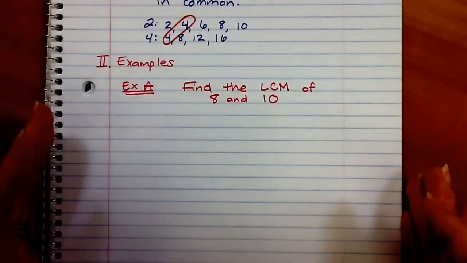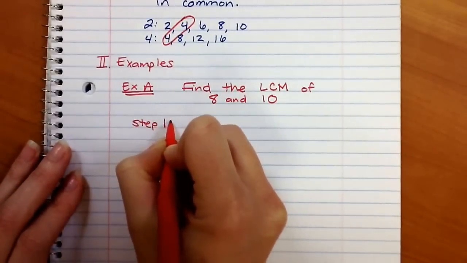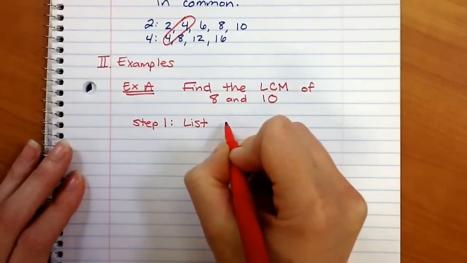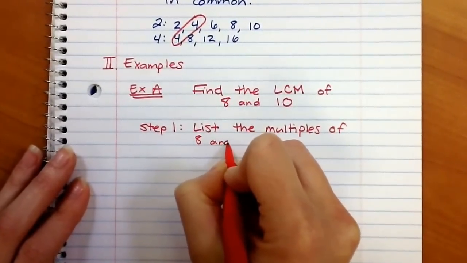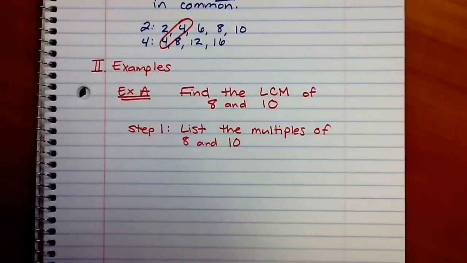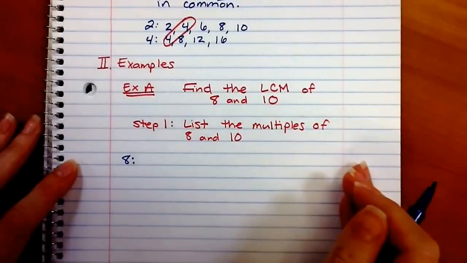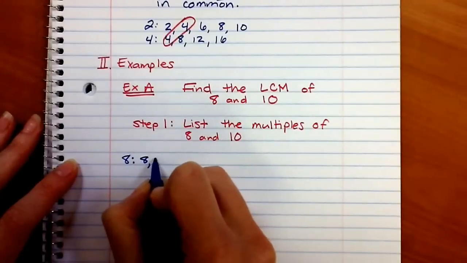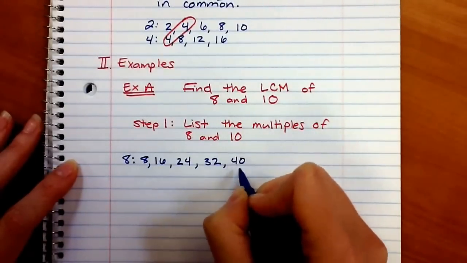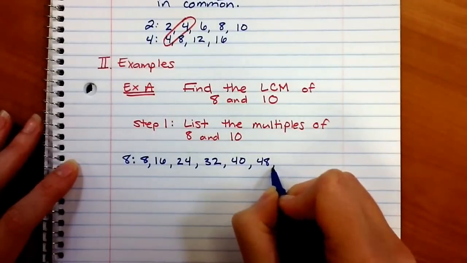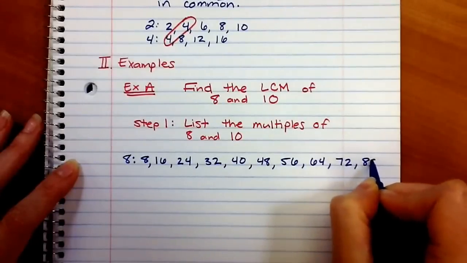If I want to find the least common multiple that both 8 and 10 have in common, I have a few steps I'm going to follow. Step 1 is going to be to list the multiples of 8 and 10. I'm going to take 8 and put a colon right after that number, so I know that all the numbers that follow are the multiples, and I'm going to begin. 8, 16, 24, 32, 40, 48, 56, 64, 72, and I'm going to stop at 80.